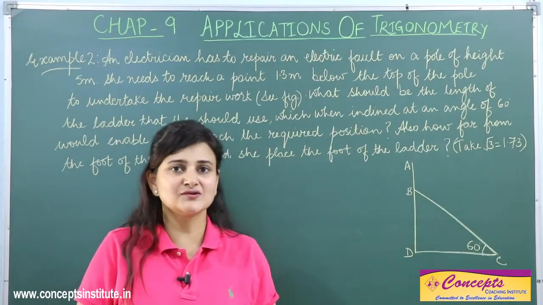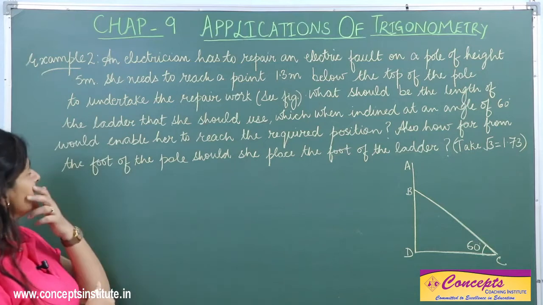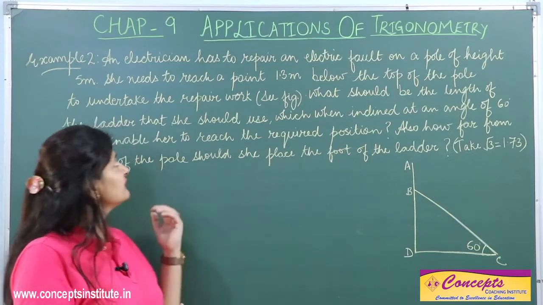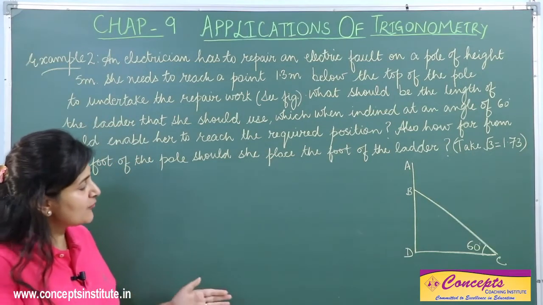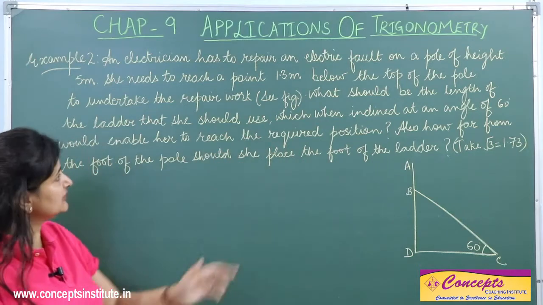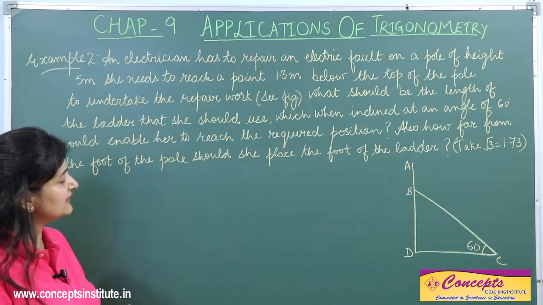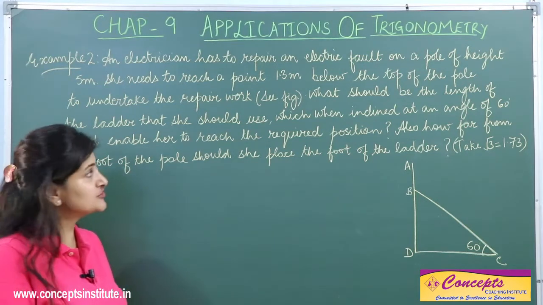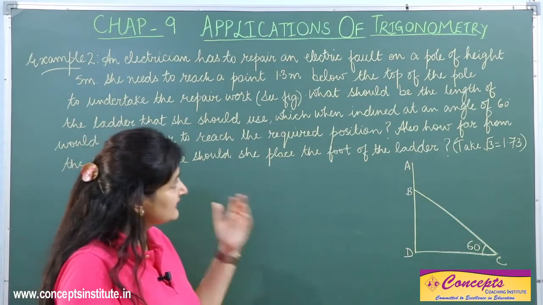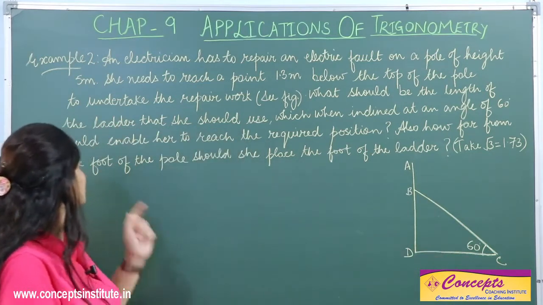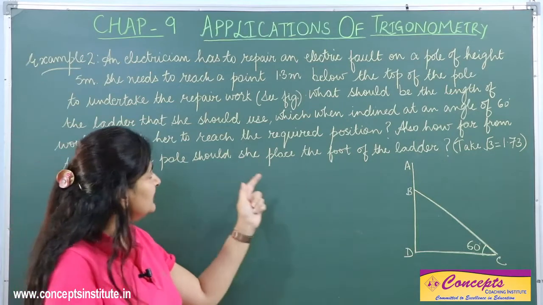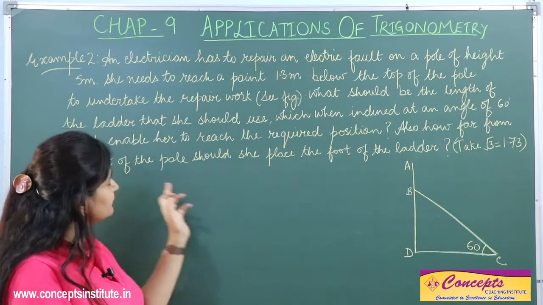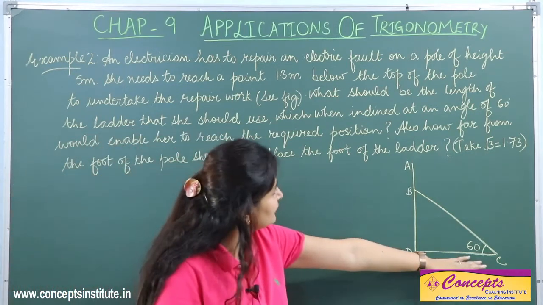So students, now let's look at example 2. The question is, an electrician has to repair an electric fault on a pole of height 5 meters. She needs to reach a point 1.3 meters below the top of the pole to undertake the repair work as it is shown in the figure. What should be the length of the ladder that she should use, which when inclined at an angle of 60 degree would enable her to reach the required position? Also, how far from the foot of the pole should she place the foot of the ladder?